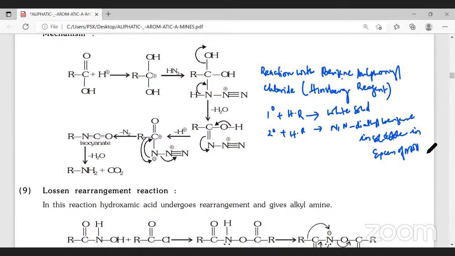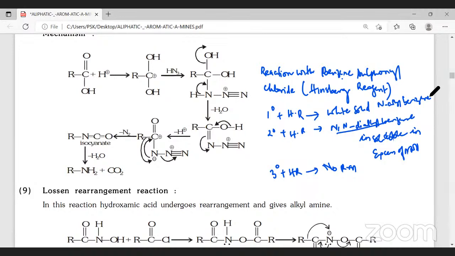Now, likewise, the tertiary amines will not react with benzene sulfonyl chloride. So tertiary amine with Hinsberg reagent or benzene sulfonyl chloride, no reaction. So here it's N,N-dialkyl benzene sulfonamide. Here it will be what? N-alkyl benzene sulfonamide. So this is the difference. This is also one of the methods of differentiating primary, secondary, and tertiary amines.